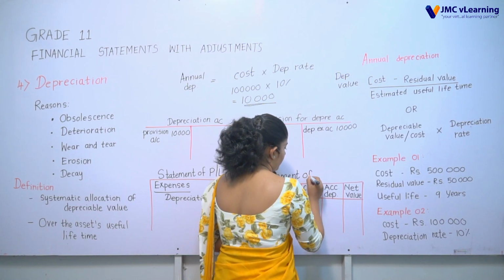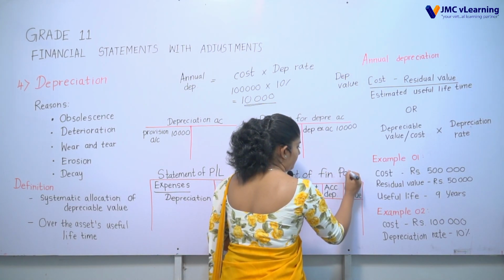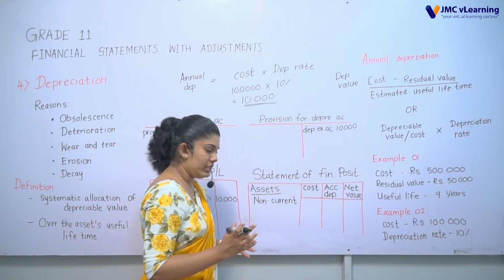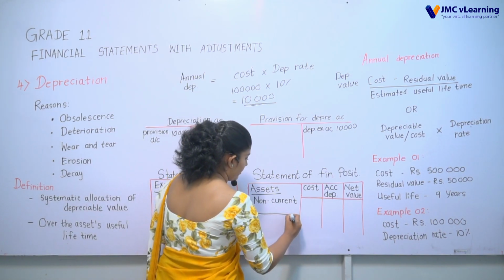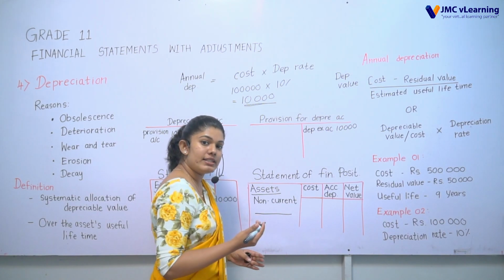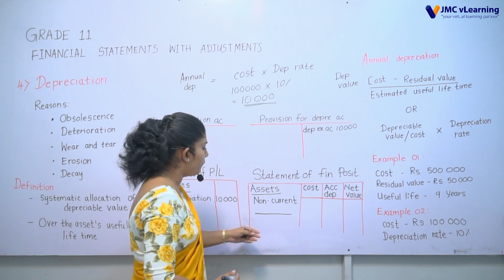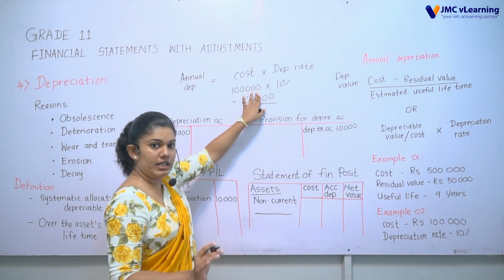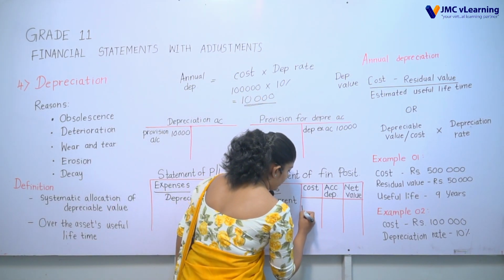Statement of financial position. When you are recording this asset, you have to enter the name of the asset under non-current assets because we are using it for more than 12 months. That is why we are providing depreciation over time. Therefore, cost will be recorded as it is, 100,000 in this example.